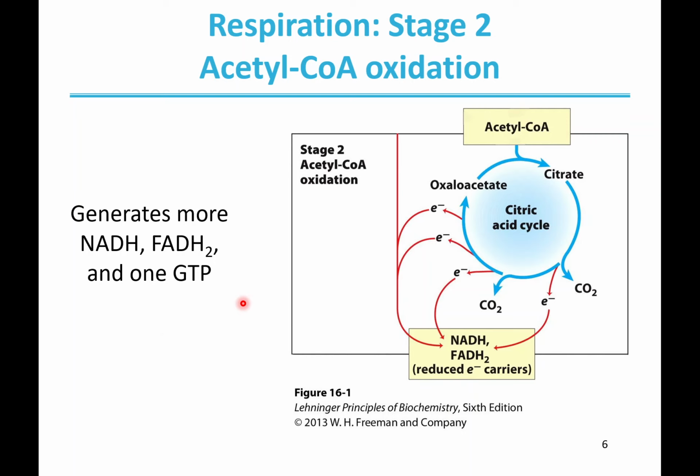Stage 2 is where the citric acid cycle lies. Acetyl-CoA goes into the citric acid cycle, which we'll see in much greater detail. Two carbons come out in the form of CO2, and then you have many more reduced electron carriers.